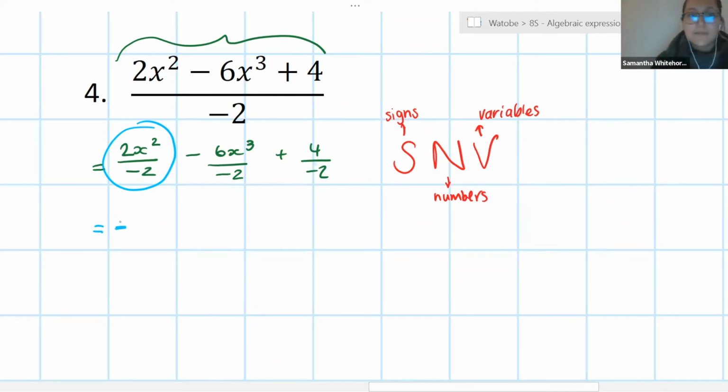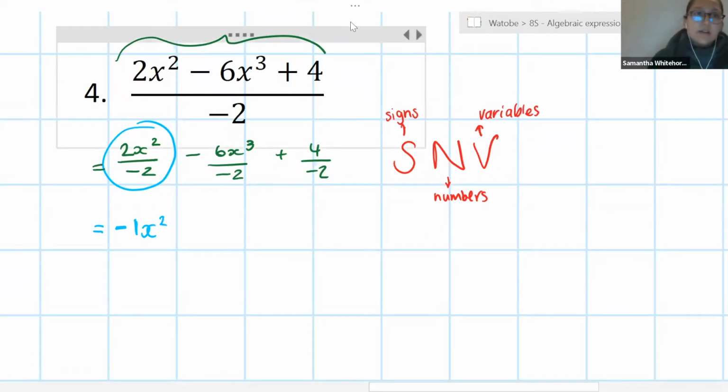So that's my S part sorted. Signs, done. Then I move on to my numbers. What is 2 divided by 2? It's 1. And then I move on to my variables. Now, x squared is not being divided by another variable. So it actually just stays x squared. That's it. Alrighty, well done. And now we can do the same thing for the other 2 fractions.